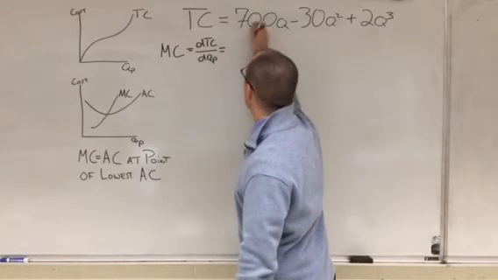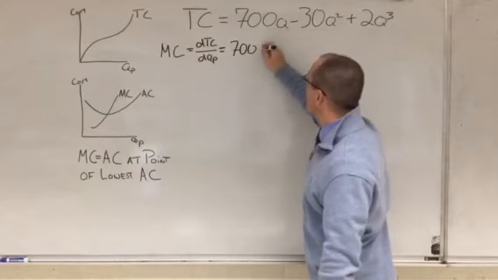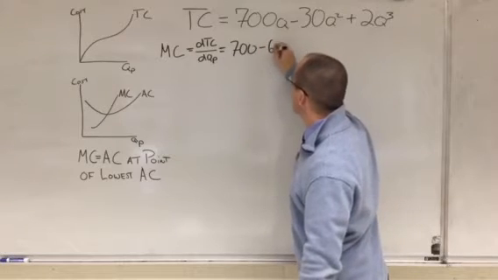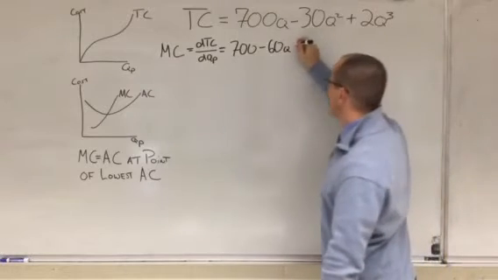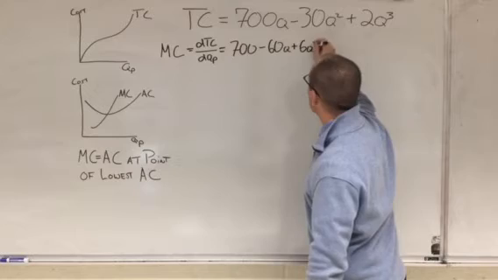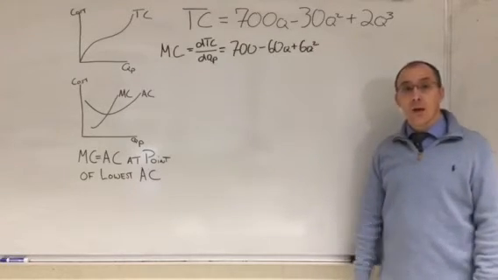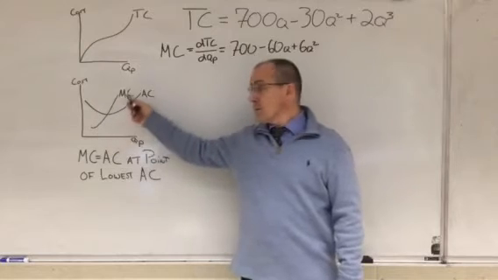That, quite simply, would be 700 minus 60q plus 6q squared. So that's the first curve that I need to find. That is my marginal cost curve.